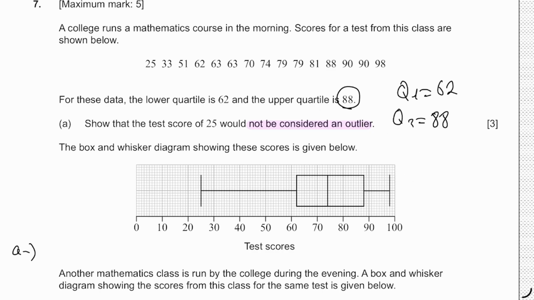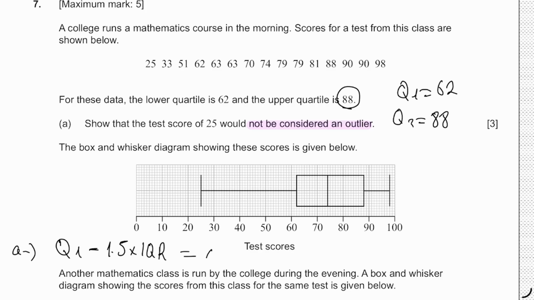Outlier formula. It's not given in the formula booklet, okay? You should memorize it. So this is a small value or big value. This is 25 compared to the small value here. So we need to do Q1 minus 1.5 times interquartile range. If you don't know this topic, please go and revise it, right? If it's smaller than this one, it's an outlier. So let's calculate this value.